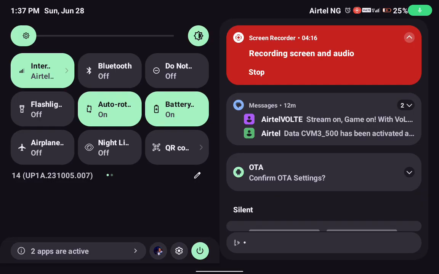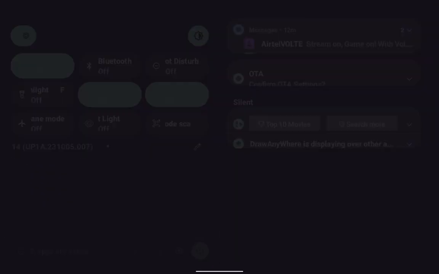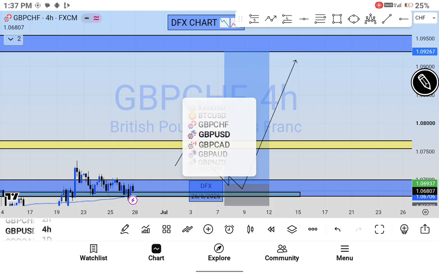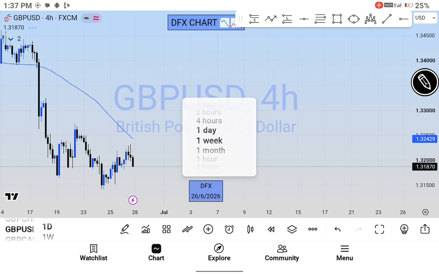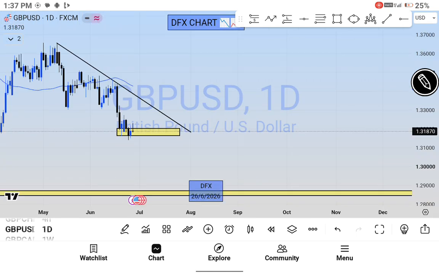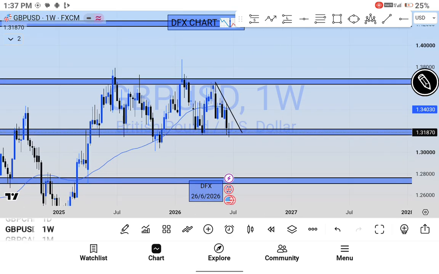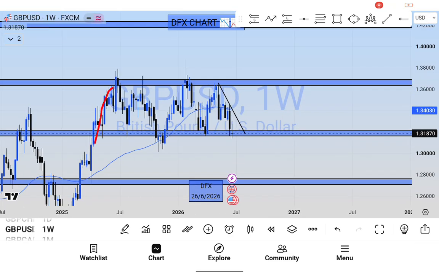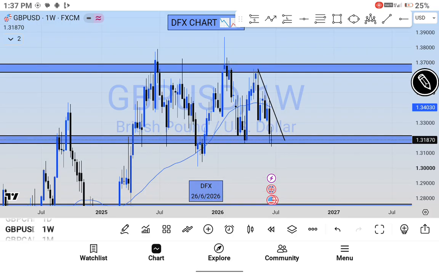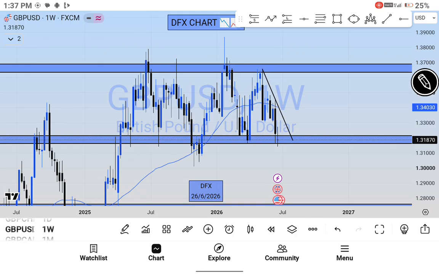All right. So let's move over to pounds USD. Now, pounds USD on a weekly time frame has been in a range. But even as we are in a range, our overall directional bias is an uptrend.